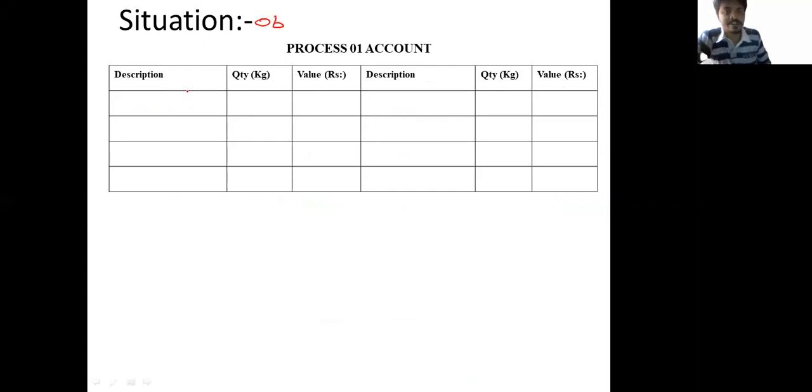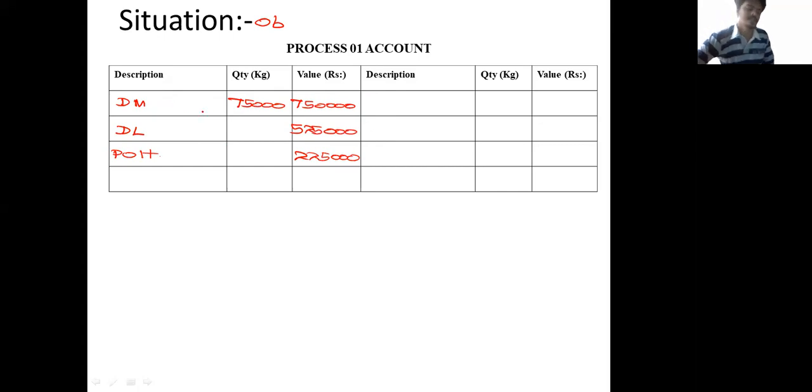First of all, let's record the direct material. We have 75,000 kilograms. Value of those is 750,000. Then direct labor cost at the beginning we have been given 525,000. Production overheads 225,000. Okay.